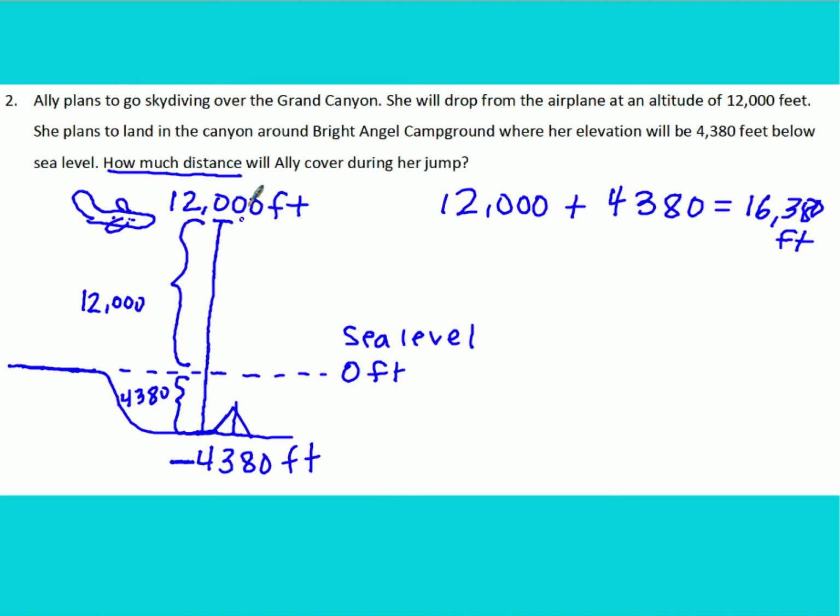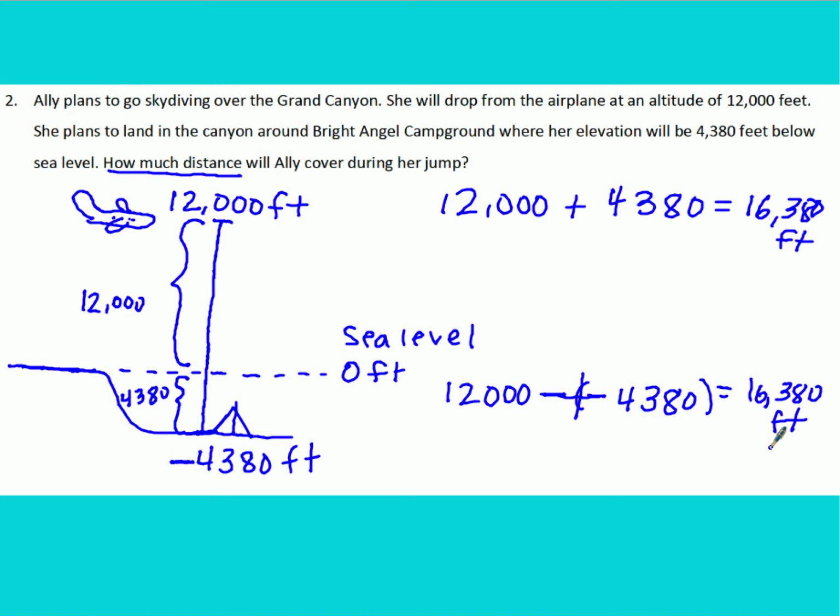Now, the other way we could think about this is, well, what's the difference between where she began and where she ended? So if she started at 12,000 feet, we want to find the difference. Remember, difference means subtract. And we subtract where she ended, which was negative 4,380. Then we have 12,000 minus negative 4,380. So whenever we have a minus minus, remember, we can just turn that into a big plus sign. So then we're essentially just adding like we did up top, and we should get the same number of 16,380 feet.